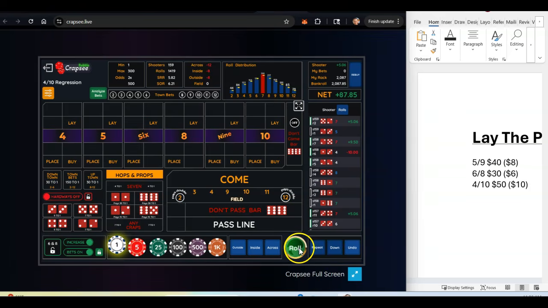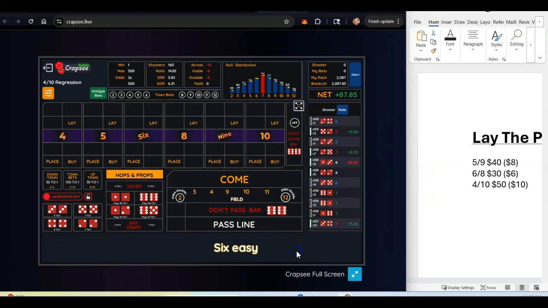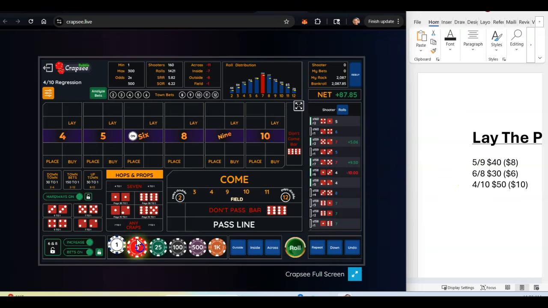All right, so let's just do a little more. 6 easy. Inside number. Fever 5. Okay, 5. We're going to do an $8 bet.